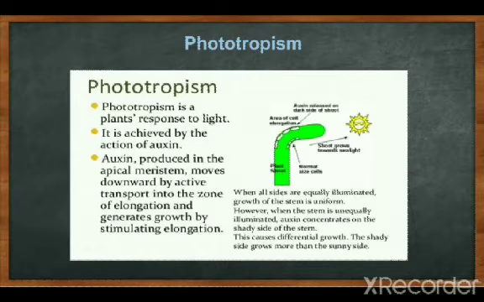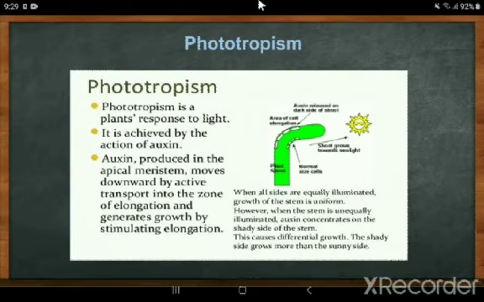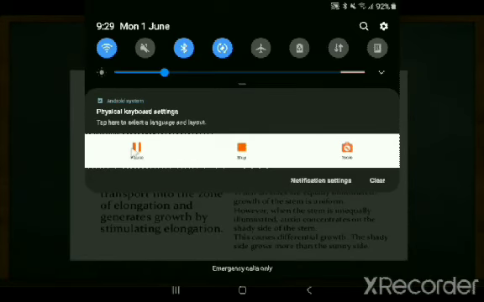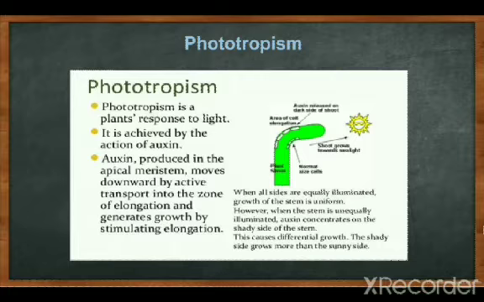Meristematic tissue, what does it mean? Now there are so many points related to auxin.